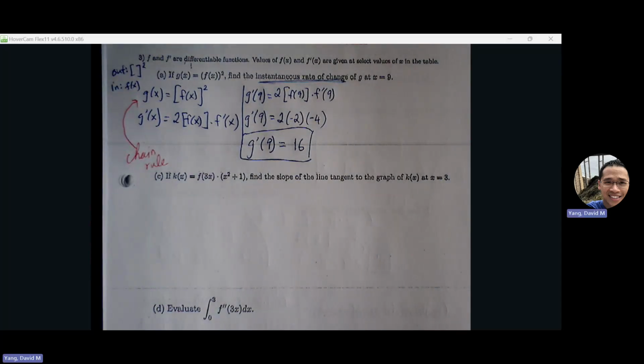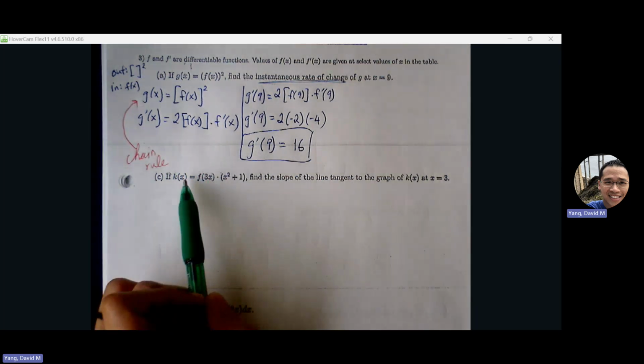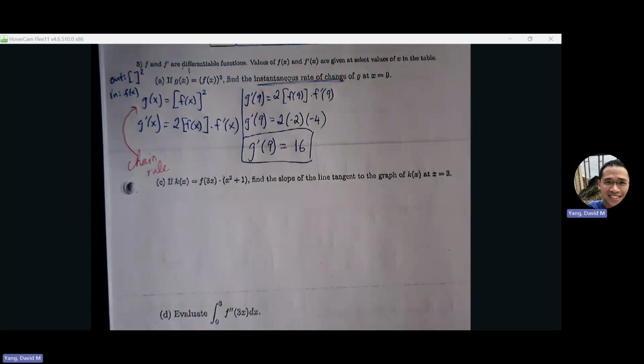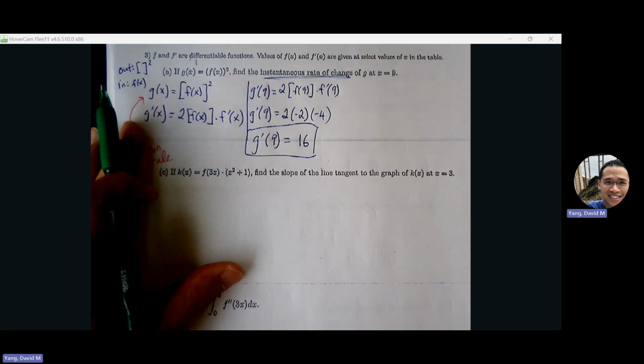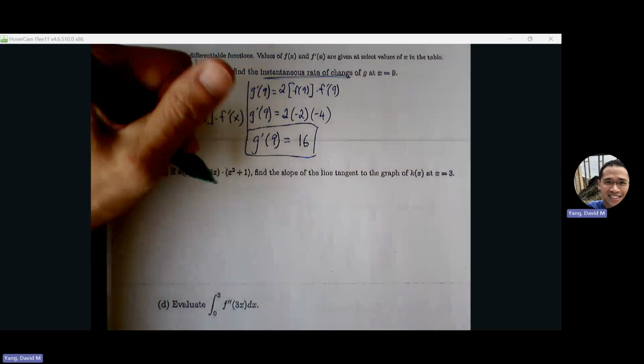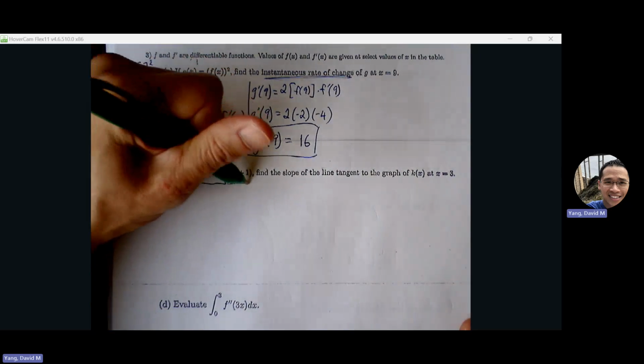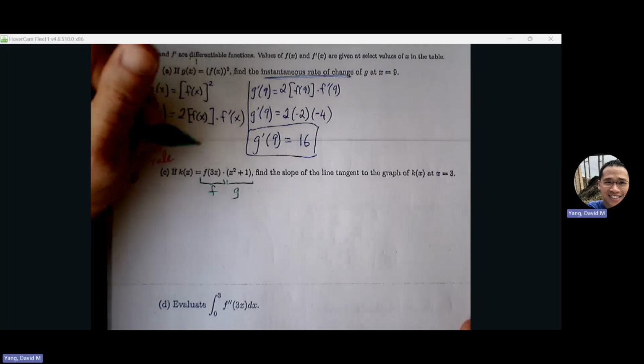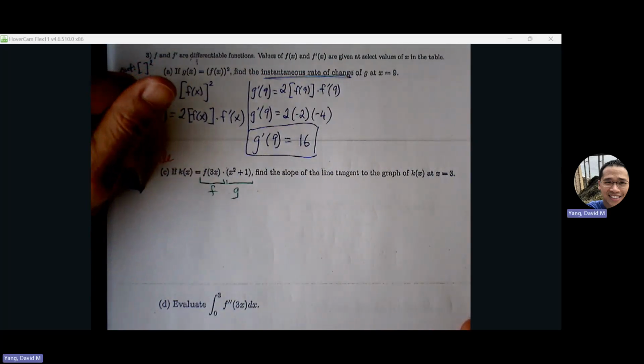Part C, find the slope of the tangent line, same process: derivative, then plugging in the 3. Look at how k of x is defined here. What derivative rule do we have to go through here? Product rule, yeah. These are two distinct separate functions that are being multiplied. We've got to go through product rule.